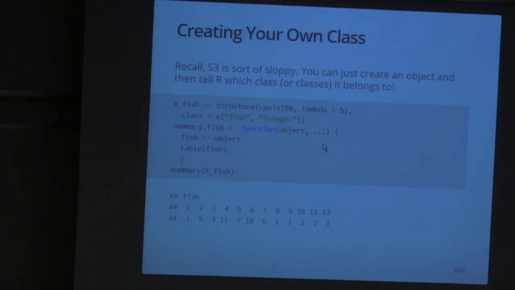So here I wrote a summary.fish function where I just say, well, just do a table, right? Which is not what would normally happen if I gave it an integer, right? If I give it an integer, it's probably going to give me the mean and a bunch of quantiles. But because it's a fish class object, when I run summary of x_fish, it gives me the counts of the various values.